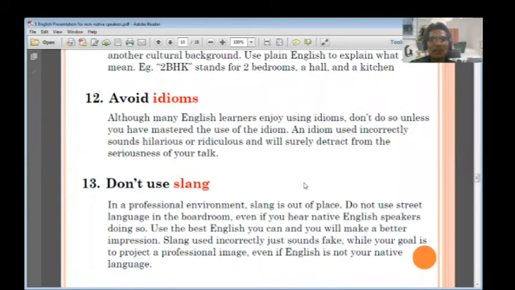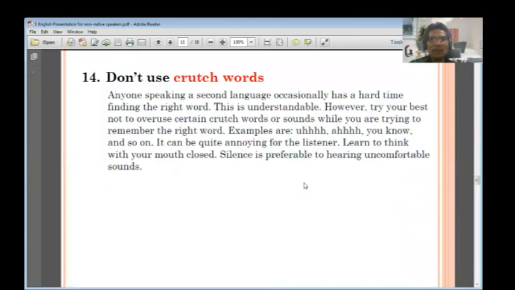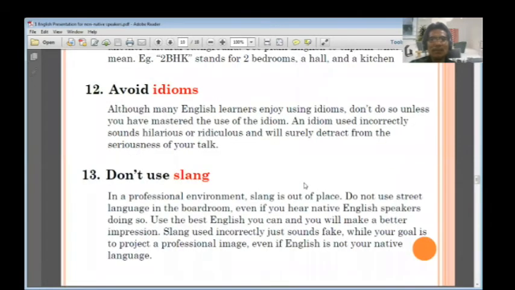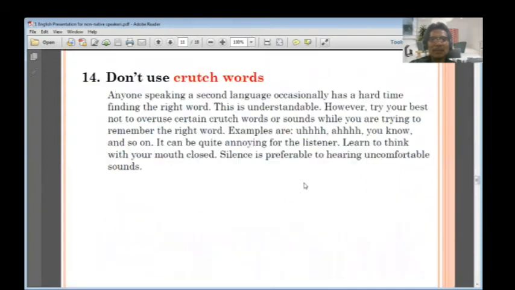So that, especially, use of slang. Slang that they do not understand is difficult to understand. Don't use crutch words, the kind that make you sound hesitant. Try your best not to overuse certain crutch words. They sound like when you are trying to remember the right word.